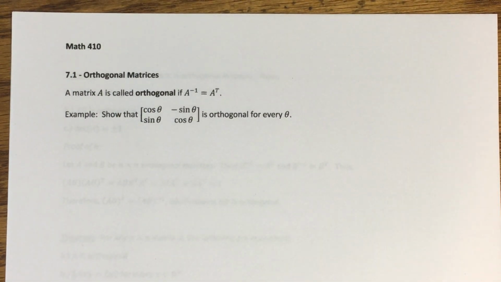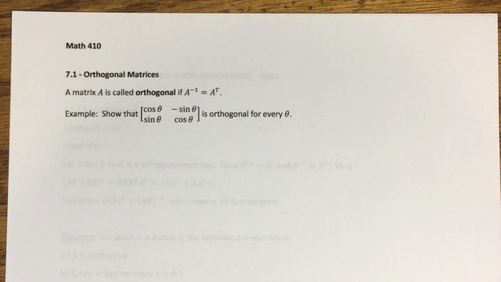Okay, so we're in chapter 7 now. Chapter 7, kind of like chapter 5, is only 2 sections for us. There's more sections in the chapter, but we only need to cover the first 2. So in this section, we're going to be talking about something called orthogonal matrices.